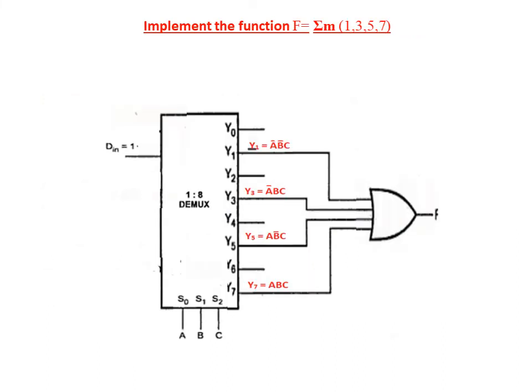Implement the following function using 1:8 demultiplexer. F is equal to sum of minterms 1, 3, 5, 7. Here is the 1 to 8 demultiplexer. The outputs are Y0 to Y7 and the selection lines are A, B, C. The minterms 1, 3, 5, 7 are selected and applied to an OR gate. So the expression we will obtain at this point is F is equal to sum of minterms 1, 3, 5, 7.